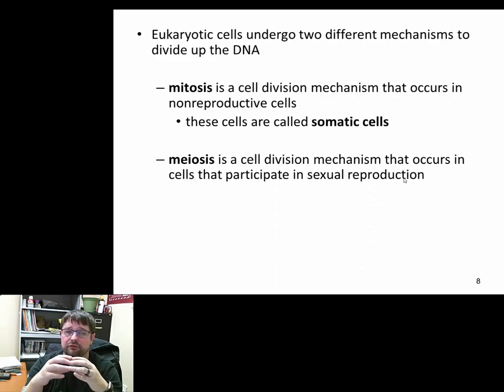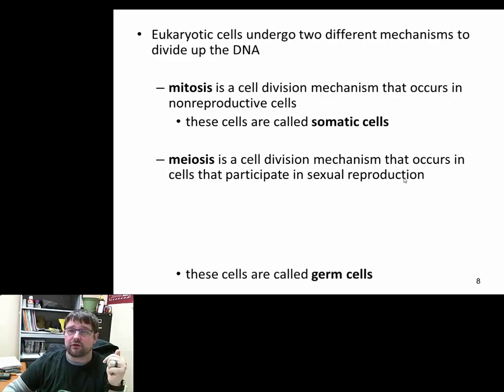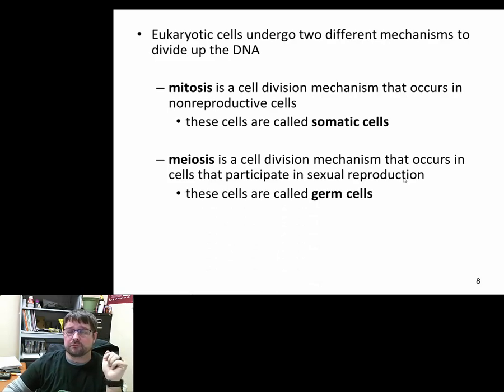Meiosis is a similar process of nuclear division. So again, this is not cell division. It's a mechanism for cell division. Cell division is not just nuclear division. There's other pieces to it, and we'll get to that. But meiosis is the nuclear division of cells deemed sex cells or reproductive cells, and we call those germline cells. Okay, so two ways in which eukaryotic cells can divide up their DNA: mitosis and meiosis.